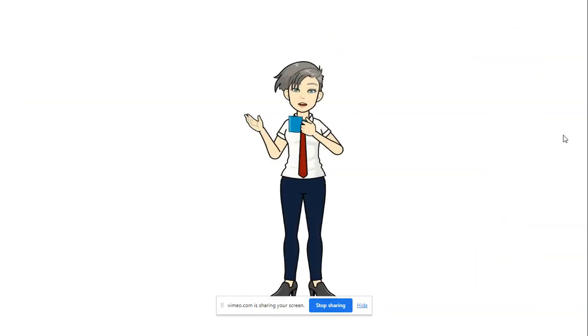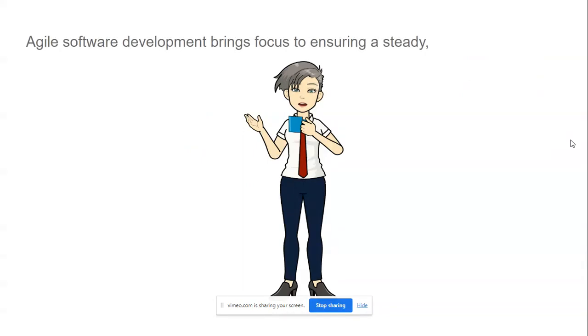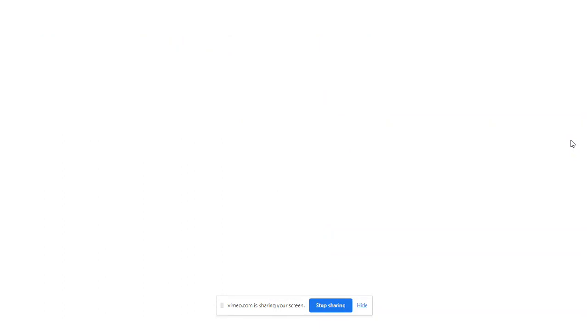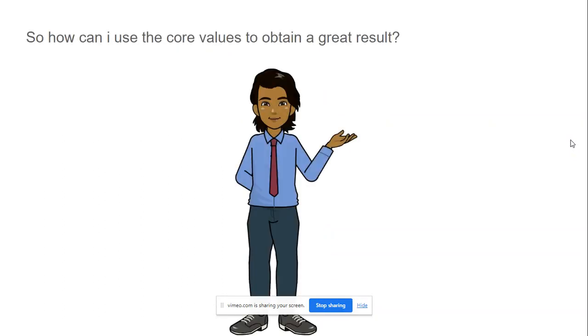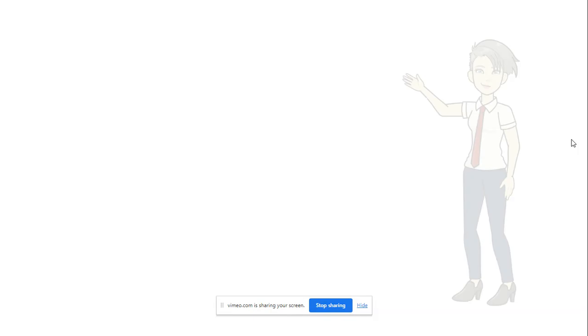So that's one thing that Betty told Kel, and Betty went ahead to say agile software development brings focus to ensuring a steady, manageable, and efficient development pace. So once you follow the agile principles, you have those. So how can I use the core values to obtain a great result? Now that is a problem for Kel. So Kel wants to know how he can use this to get a very good result.